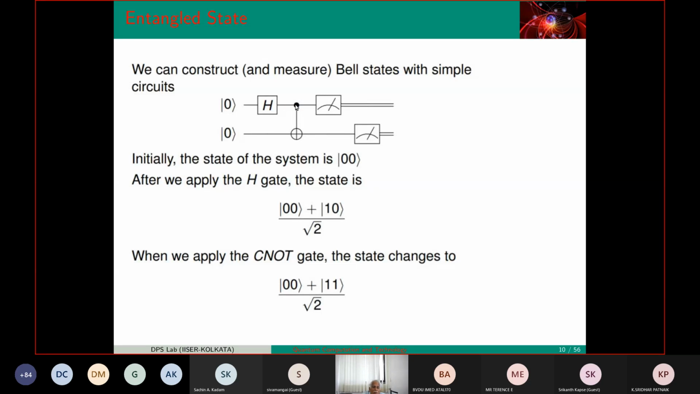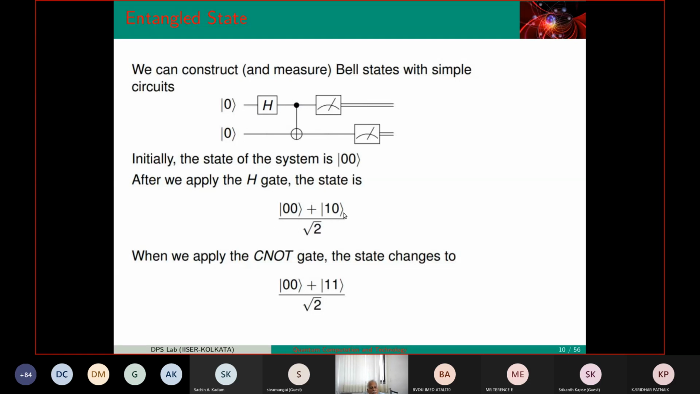Just take this (0 plus 1) by root 2, because after applying Hadamard it becomes (0 plus 1) by root 2. At this level, there are two terms: (00 plus 10) divided by root 2. Root 2 is for normalization. Now the control NOT. If you do control NOT, there are two terms. For 00, nothing will happen, so 00 with a factor of 1 by root 2. The other state, 10, is the state here, you see. Before I did control NOT, this is my state.